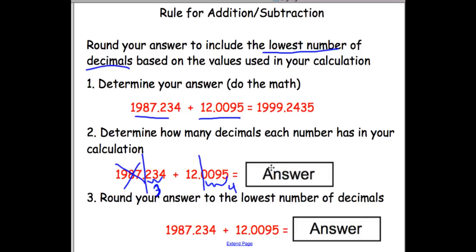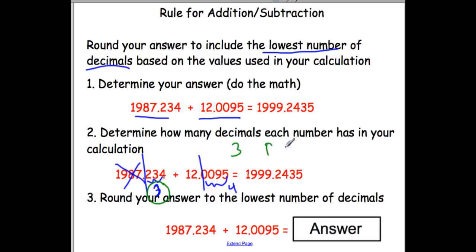So when I'm looking at my answer, I want to go to the lower of those 2 numbers. 3 is obviously less than 4, so I'm going to actually have to round my answer here so that it only has 3, and the big thing is, again, we're talking about the decimals, right? So this is all about decimals for this one. That's my concern.